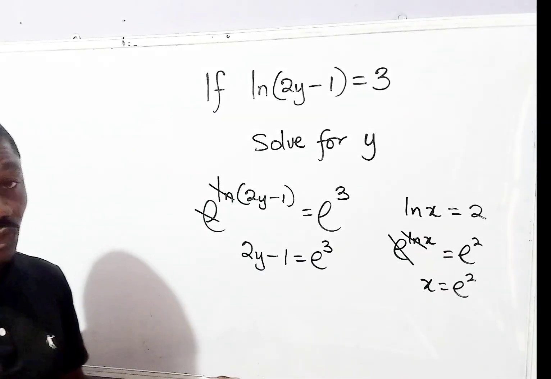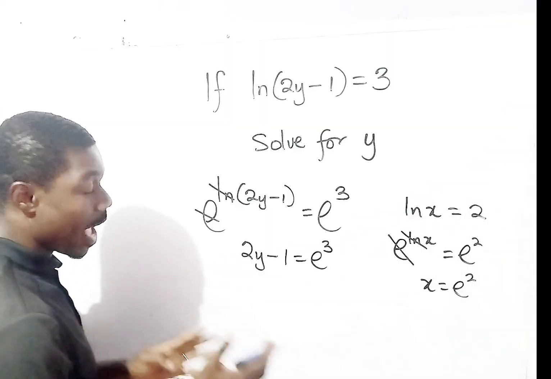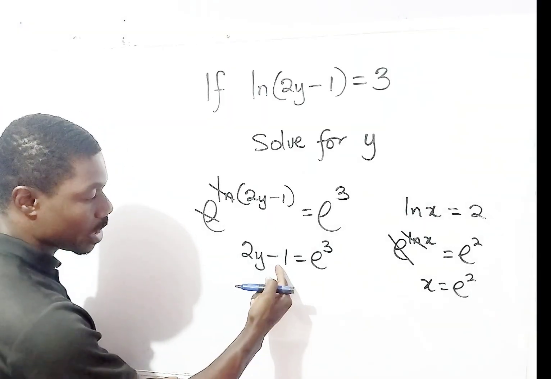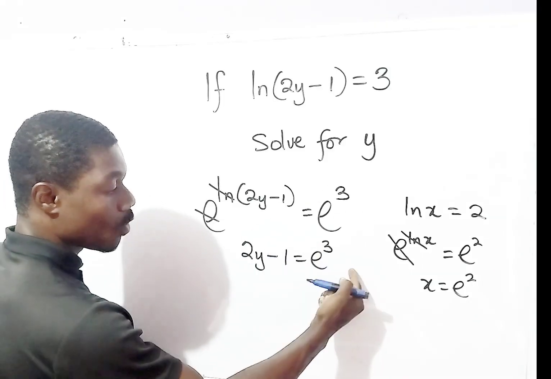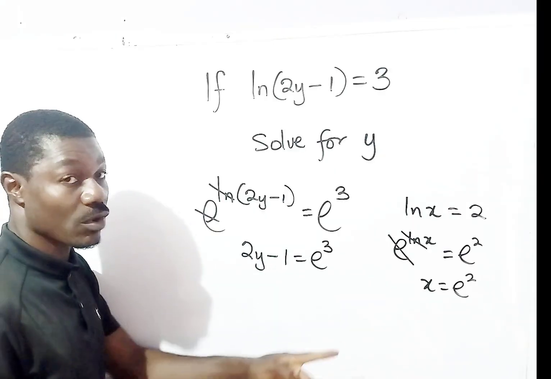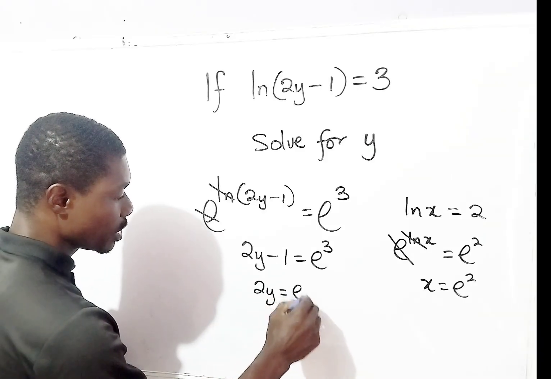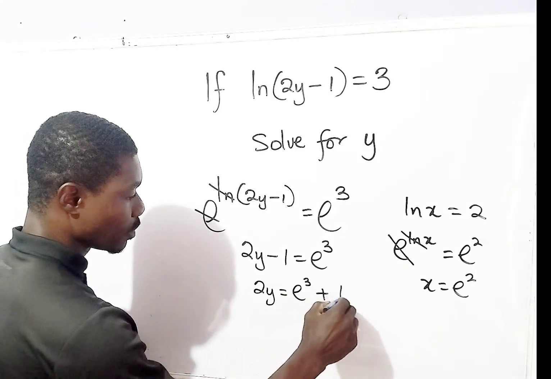So in this case now, what we just need to do is to add 1 to both sides of the equation. So by adding 1 to both sides, or we just take negative 1 over to the right hand side. So take note, as it moves here, it becomes positive. So we are left with what? 2y equals e raised to 3, then plus 1.